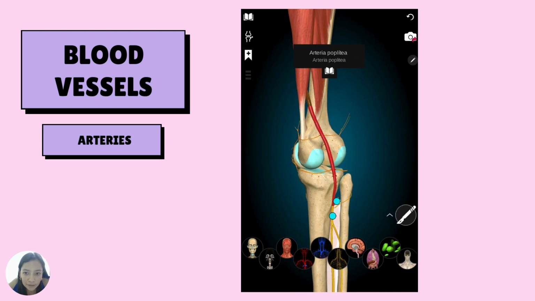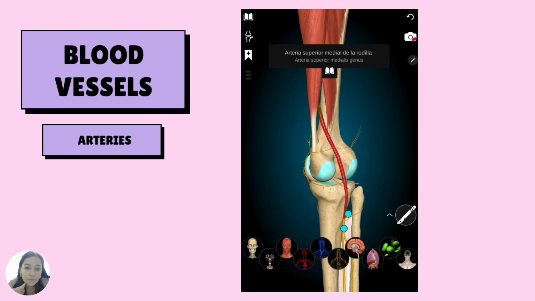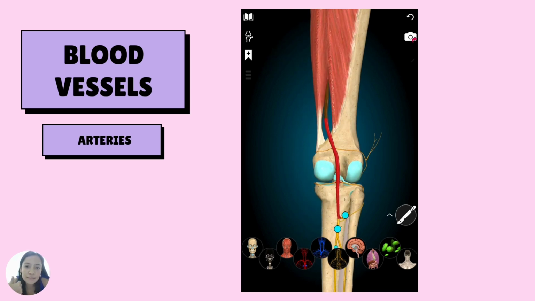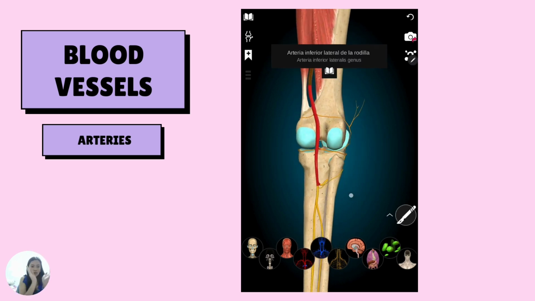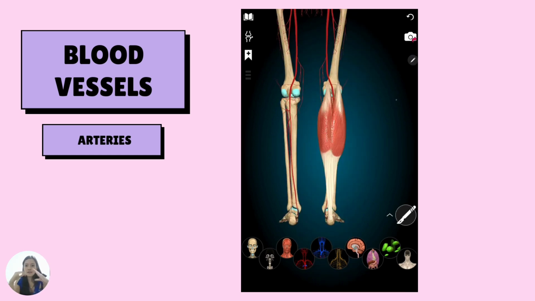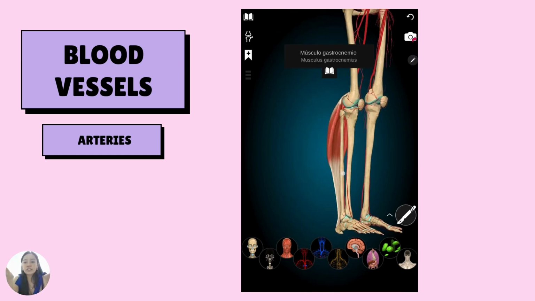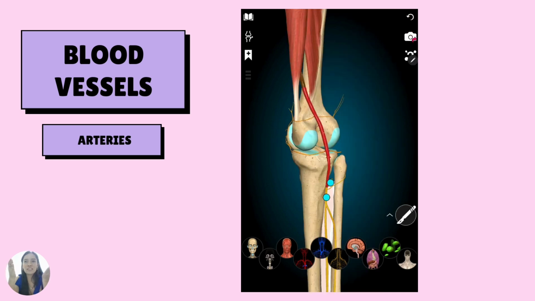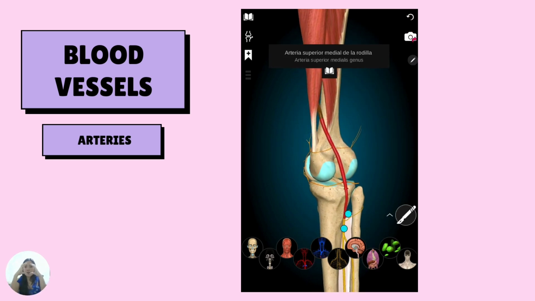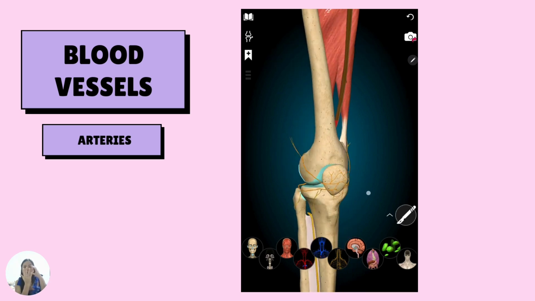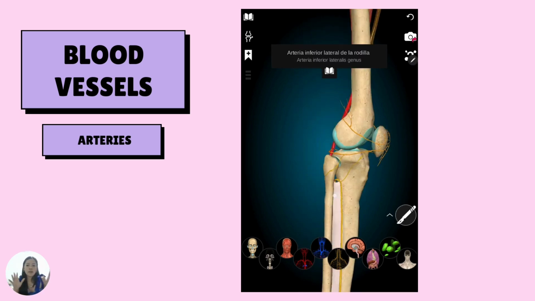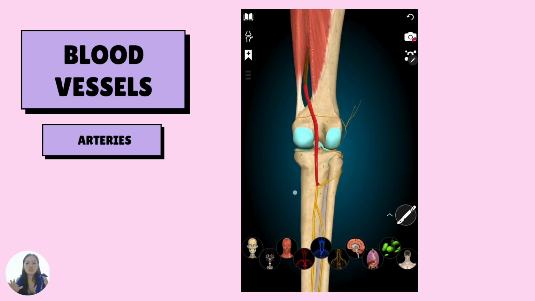This is the popliteal artery, and it gives us several branches, like the superior genicular arteries that supply the sides of the knee, in the medial part. The muscular branches surround the muscles, like the gastrocnemius that we can see in this image, and extend in the anterior part. And then we have the inferior genicular arteries that continue down the leg.